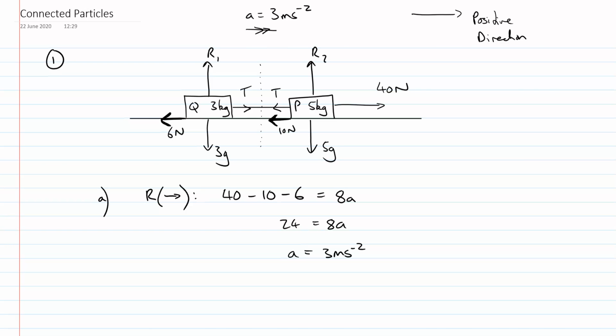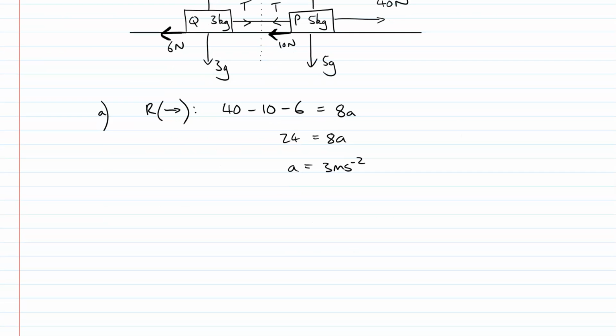So we're treating it as a whole thing, it's all moving in one line. We've got all the forces acting towards the right, that's the 40. We don't need to include these because they cancel. And then acting to the left is the 10 and the 6. And the overall mass of the whole system is 8. 5 and the 3 makes 8 kilograms. That's where this comes from. That's part A.